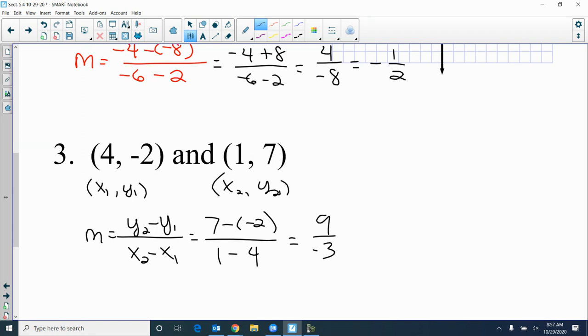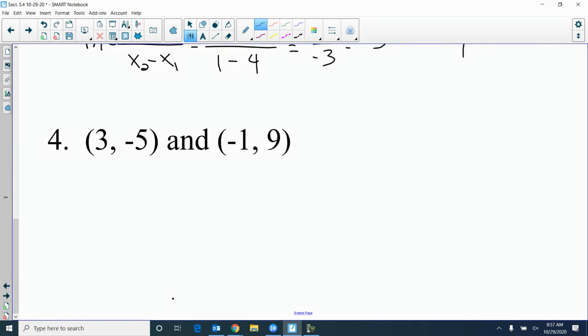Now, if you got this situation, 9 divided by -3, does that come out to a whole number? Yes. 9 divided by -3 is a whole number. Just write it as -3. Okay, that is fine. Now, some people might say, oh, that's -3/1. That's not incorrect. Okay, but if it just comes out the whole number, you can say the slope is -3, which is equivalent to -3/1. Okay, for that. All right, 3, -5 and -1, 9.